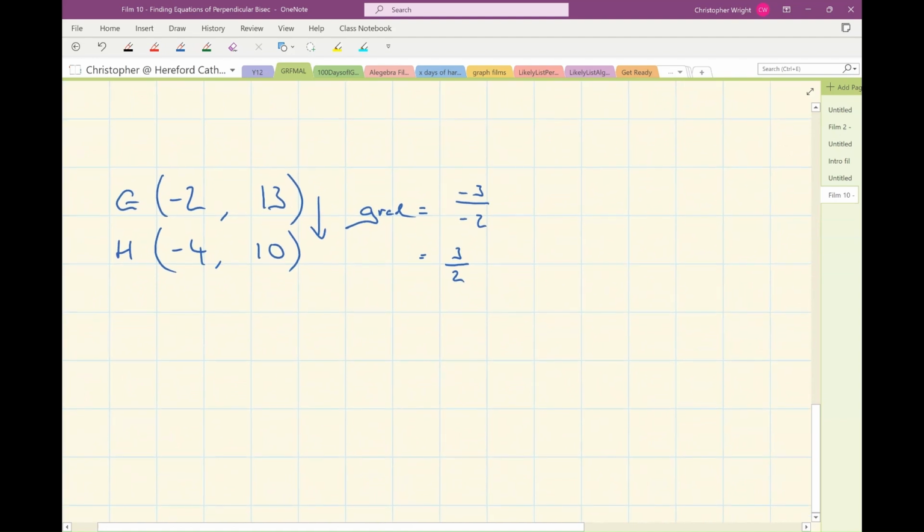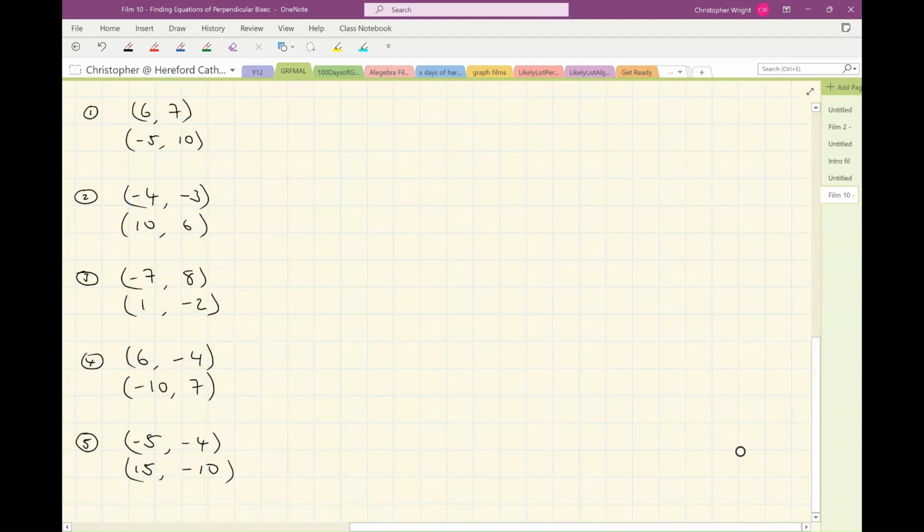In what's going to follow in the next couple of minutes, I'll do 5 examples really quite quickly and you can practice those. Right, here are 5 examples on the screen. Why not pause the film, do those 5 questions and then watch me do them. Okay, here I go. So this first one here, the gradient is going to be, right, 7 to 10 is a gain of 3 over 6 to minus 5, well that's minus 11. So the answer is minus 3/11.